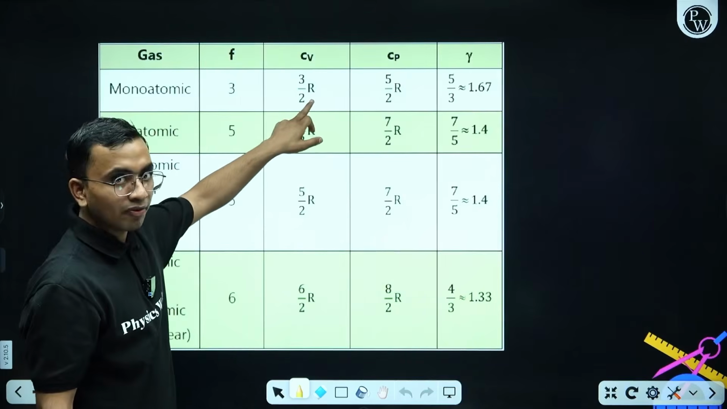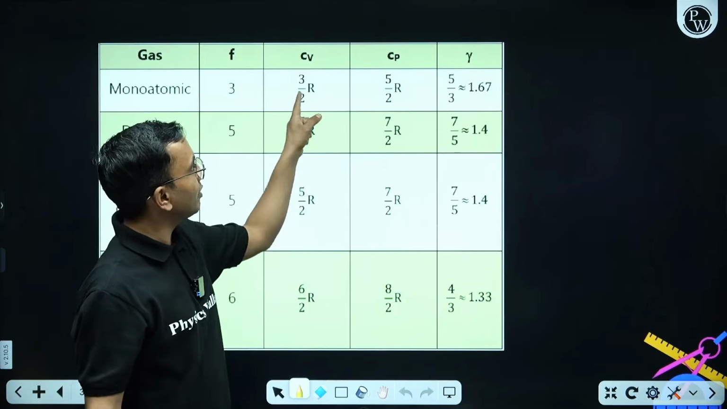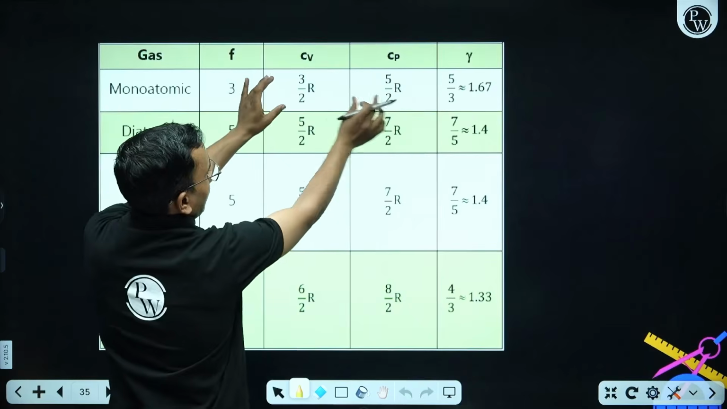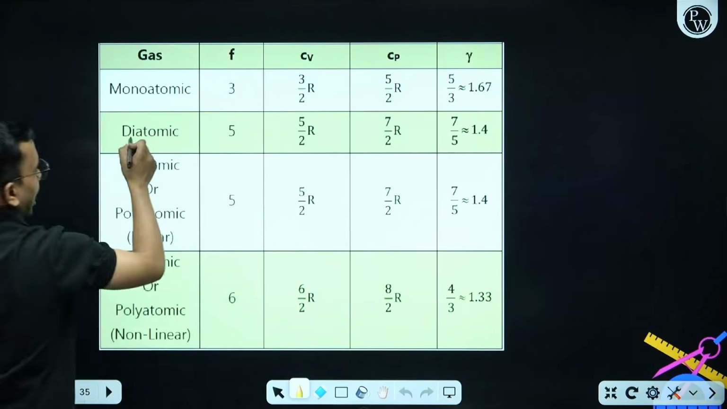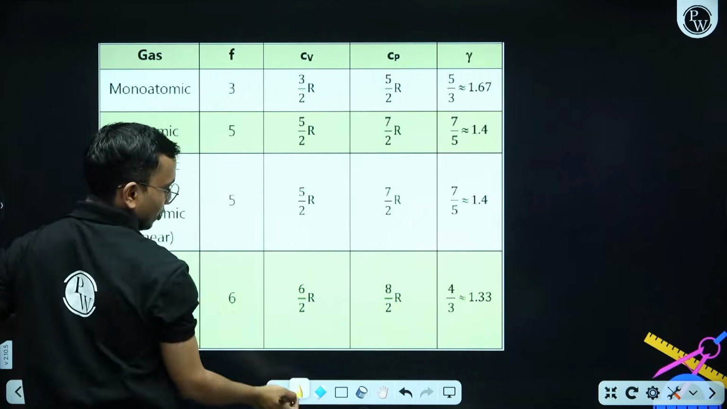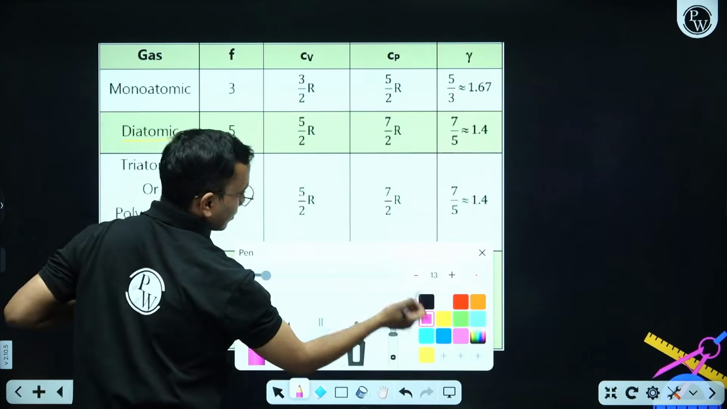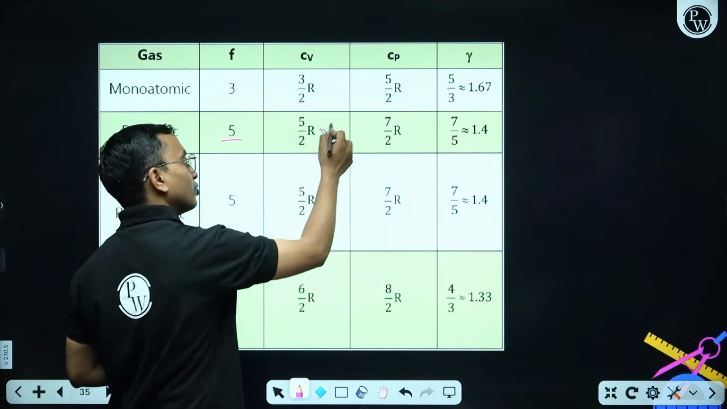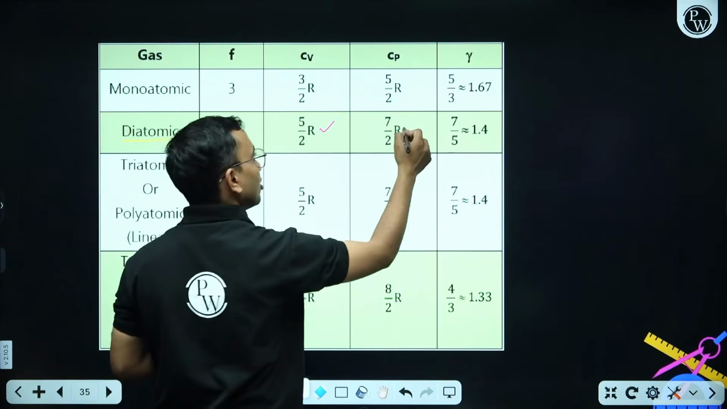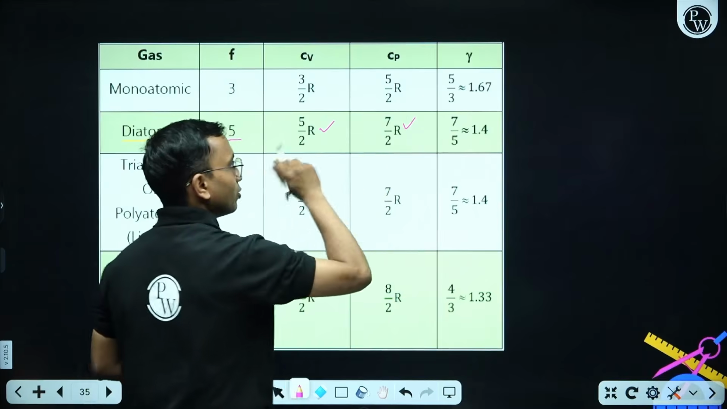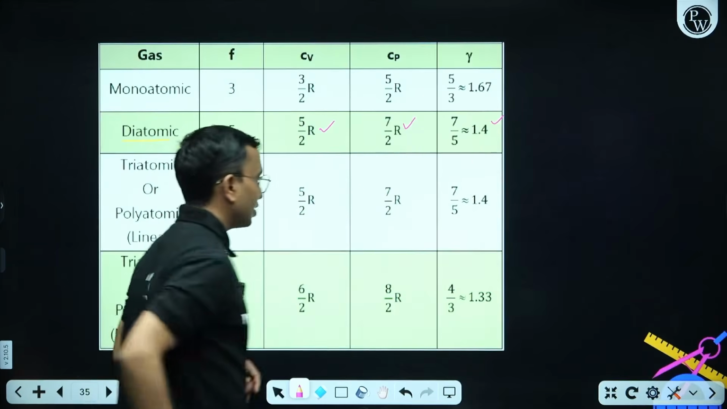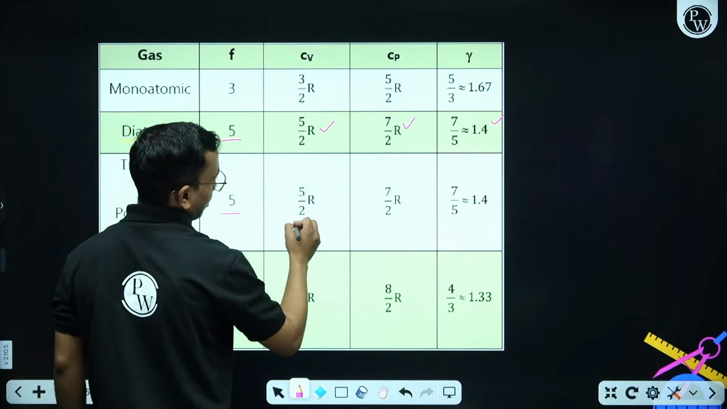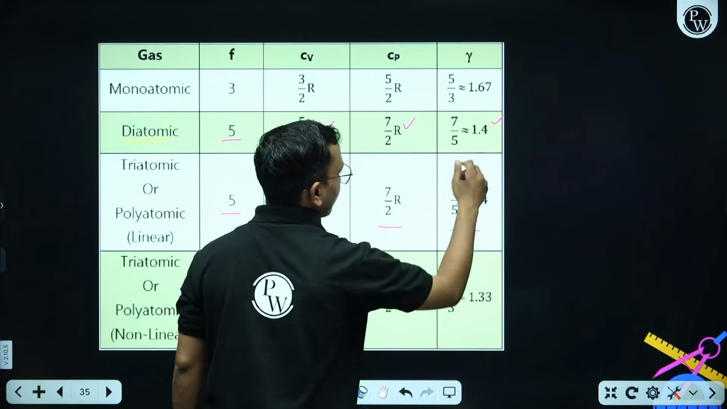So Cv is equal to F by 2R, 3 by 2R. Cp is Cv plus R, so 5 by 2R. Gamma becomes 5 by 3, the ratio of the two, 5 by 2R divided by 3 by 2R, so 5 by 3. For diatomic gas, the degrees of freedom F is 5. So Cv will be F by 2R, 5 by 2R. Plus R gives Cp, that is 7 by 2R. The ratio of the two becomes 7 by 5, that is 1.4. For triatomic, which is linear, F is 5 here, so this is 5 by 2, 7 by 2, 7 by 5, 1.4 only.